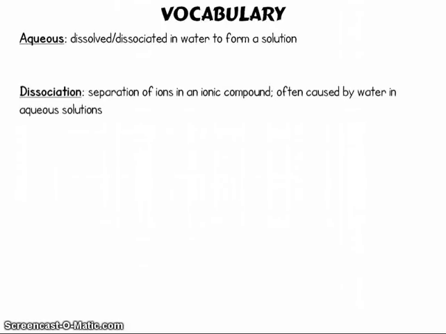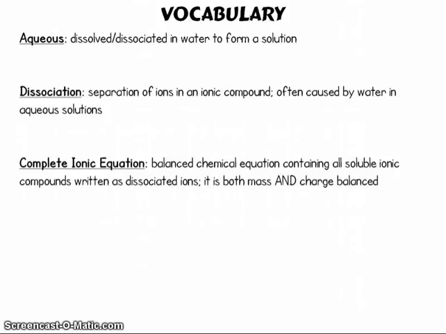It's where the ions of an ionic compound separate, and this is often caused by water in aqueous solutions because water is able to disrupt the electrostatic attractions between the ions. The complete ionic equation is a balanced chemical equation where all soluble ionic compounds are dissociated. It's both mass and charge balanced. So essentially, once we know that something is aqueous, when we write the complete ionic equation, we are going to separate them.